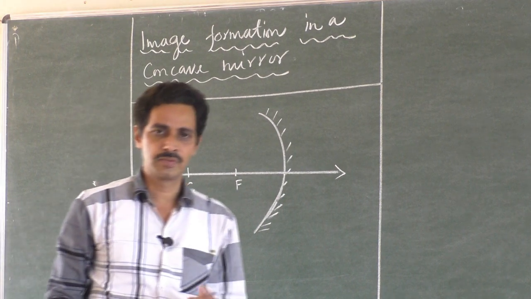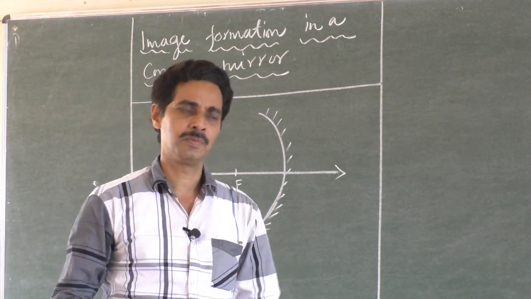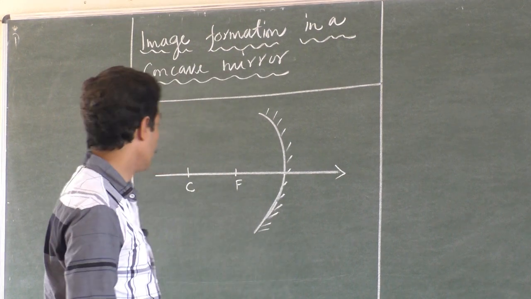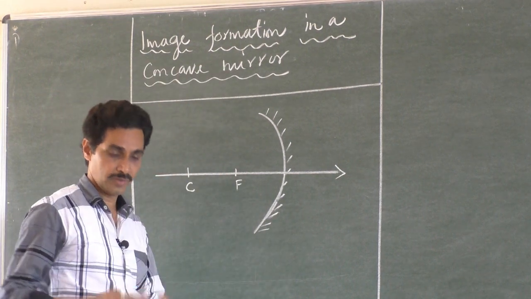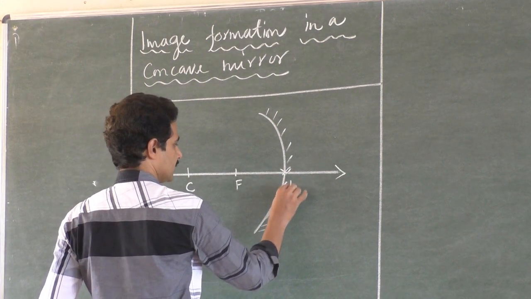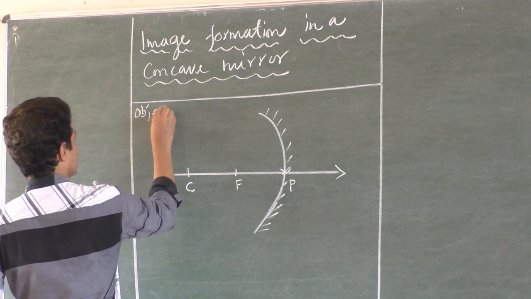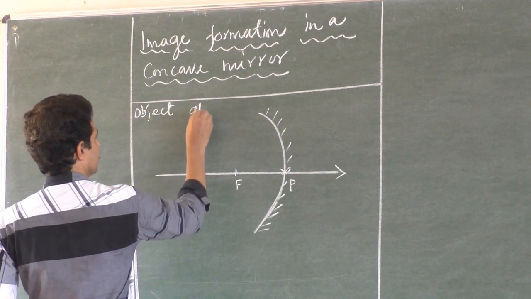So where do we have to keep the object, sir? You can keep the object anywhere. We will start keeping it from different places. Now, hope you are writing along with me. So you have to draw this. You have to be ready with the mirror. Suppose this is the pole. Now we will write object position. Object at infinity we will take.